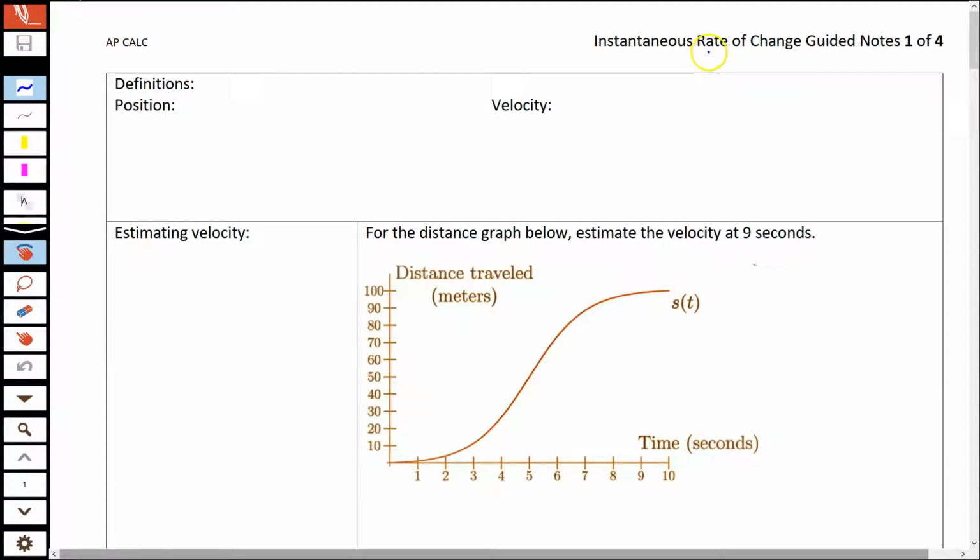So here we're going to continue our work on rate of change. In this lesson we are studying instantaneous rate of change. So we'll talk about what that means in a second. The first thing I want to do though is just clarify some definitions here. These are probably familiar to you already.